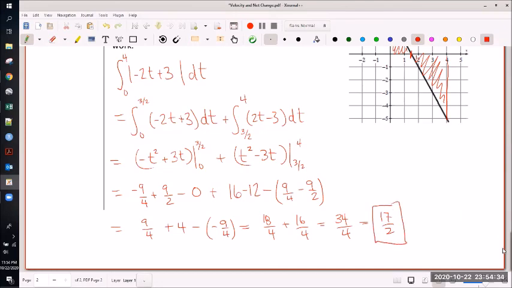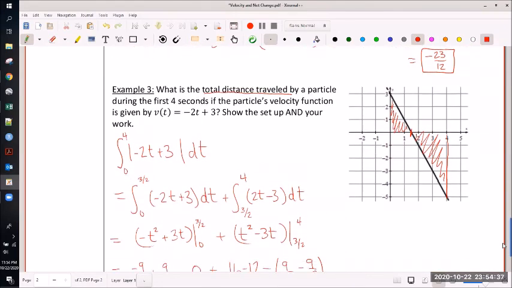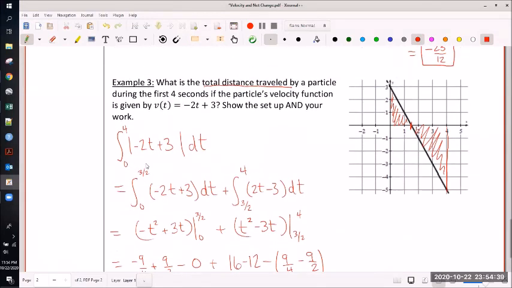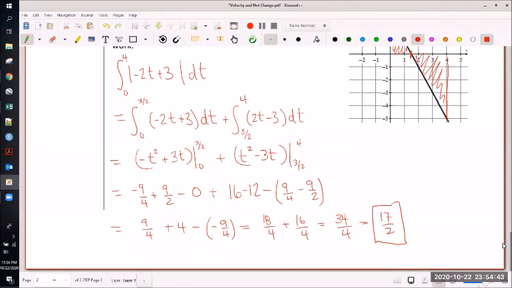And that is the total distance traveled by this particle, again integrating the speed, which is the absolute value of the velocity. And that's it.